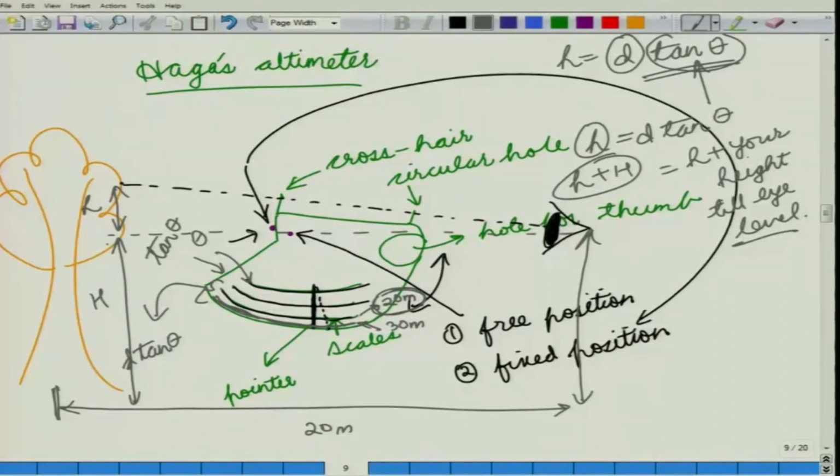So, today we looked at how to measure the angles using a protractor and using an altimeter, and how to get the height of a tree from these angular measurements.